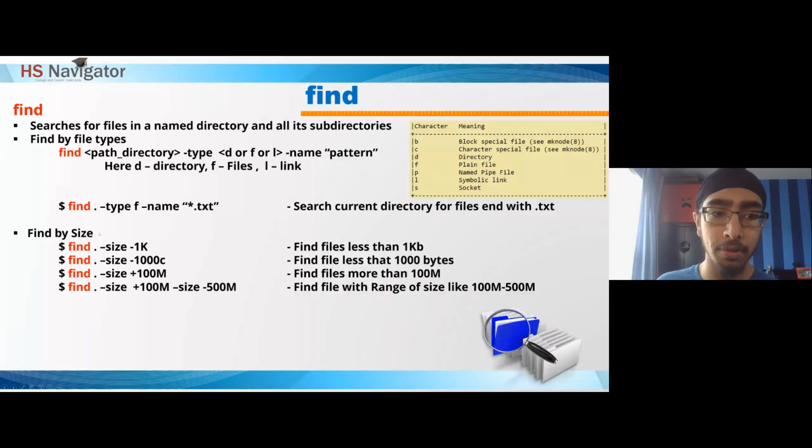Or what you can do is find everything in my current directory that has a size less than 1 kilobyte. The minus means less than and the plus means greater than, by the way. So you could find everything with a size less than 1,000 bytes, or everything with a size greater than 100 megabytes, or everything greater than 100 megabytes but also less than 500 megabytes, so stuff between 100 and 500 megabytes. So you can narrow down the files in your directory pretty easily.